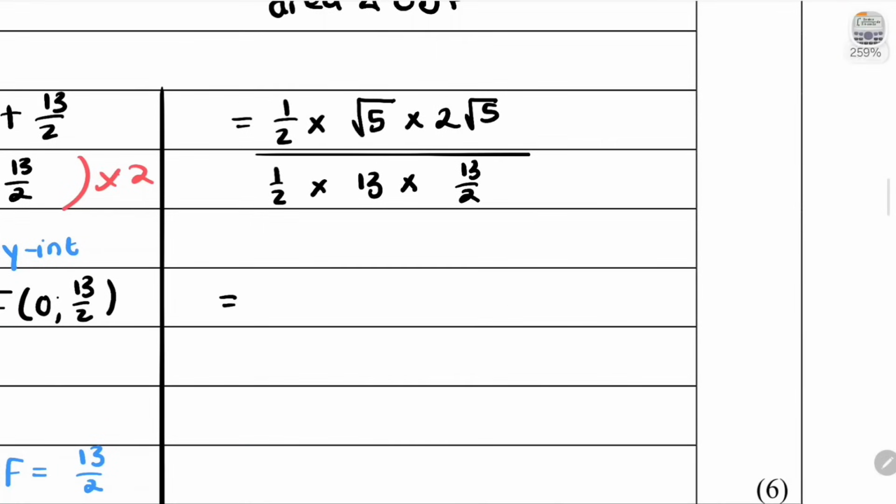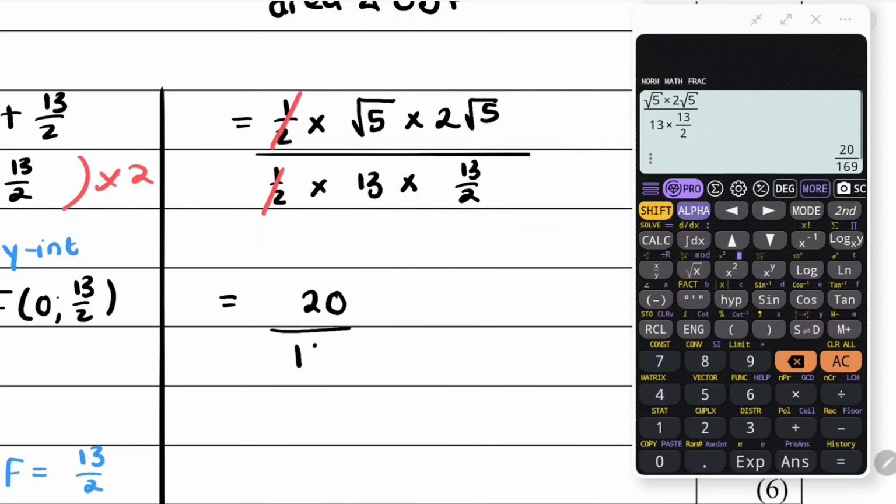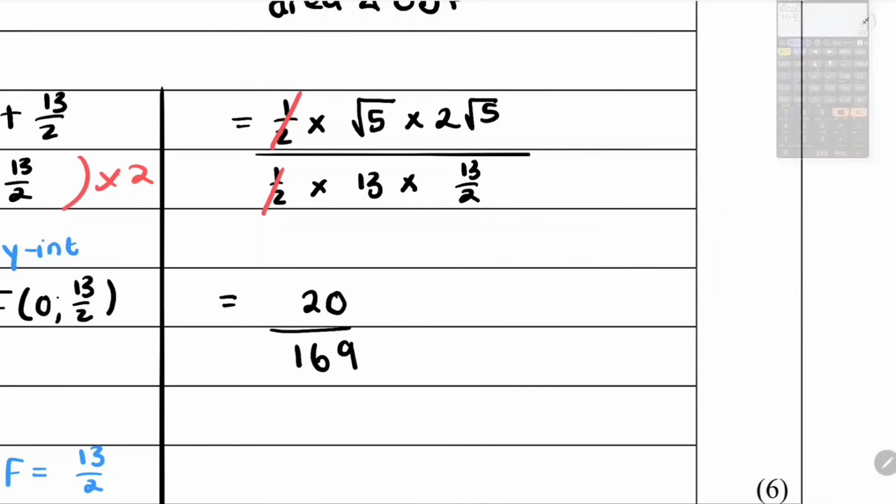Okay, so we just have to simplify this. You see that a half would cancel, and you can just use a calculator at this point, it's fine. And that is equal to 20 over 169. And there we go, we found that.